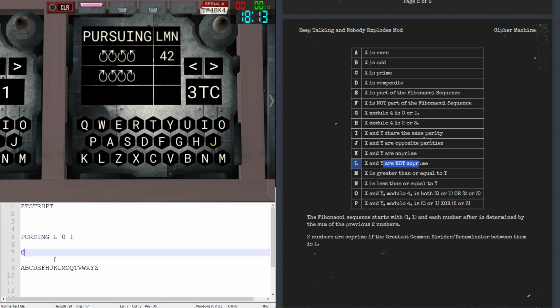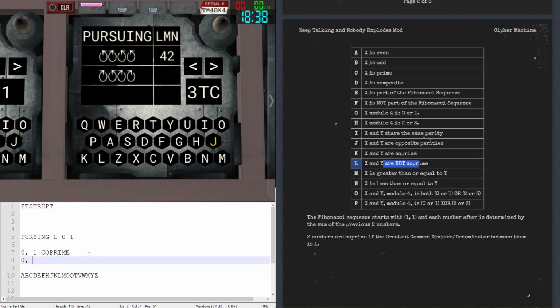So 0 paired up with 1 is co-prime because the greatest common divisor between the two is definitely 1, which means it can evenly divide within each other. You can't divide by 0, otherwise you get infinity. But besides that, these two numbers are definitely co-prime with one another.